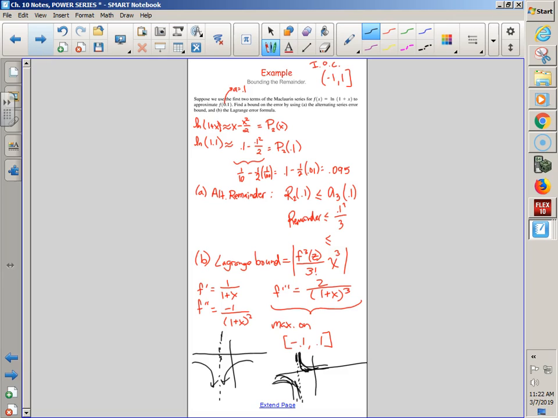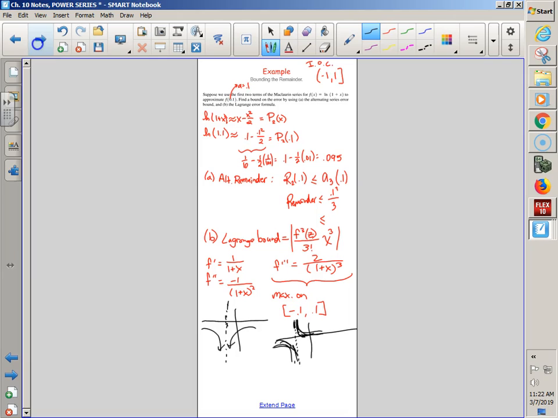What's the maximum value of this guy on negative 0.1 to positive 0.1? Negative 0.1, because my function is decreasing this whole time, right? So between negative 0.1 and positive 0.1, the maximum value would be at negative 0.1. So what does that mean? Z equals negative 0.1.